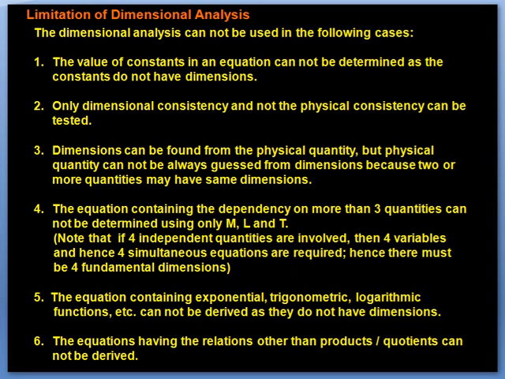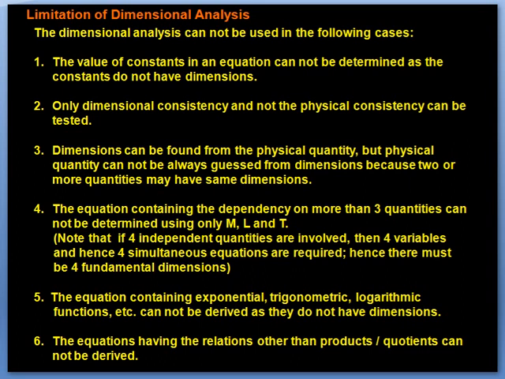See the second limitation, only dimensional consistency and not the physical consistency can be tested. Number 3, dimensions can be found from the physical quantity, but physical quantity cannot always be guessed from dimensions because two or more quantities may have the same dimensions. There are so many quantities which have the same dimensions, like kinetic energy, work, potential energy.